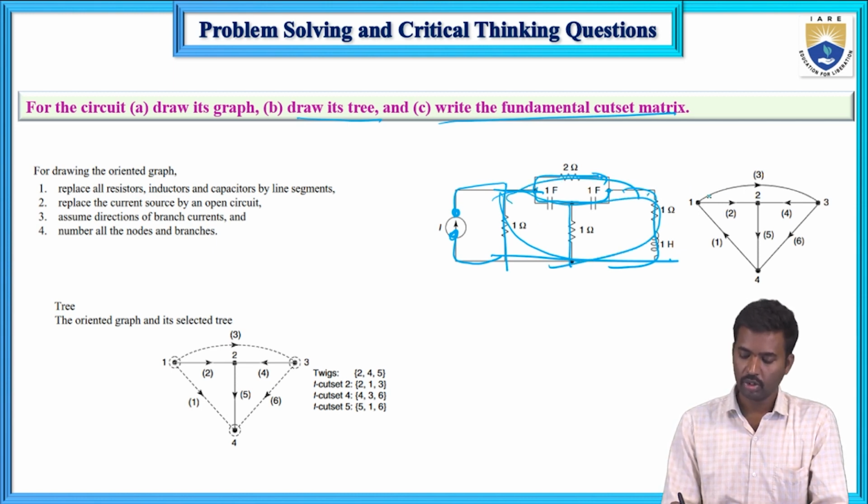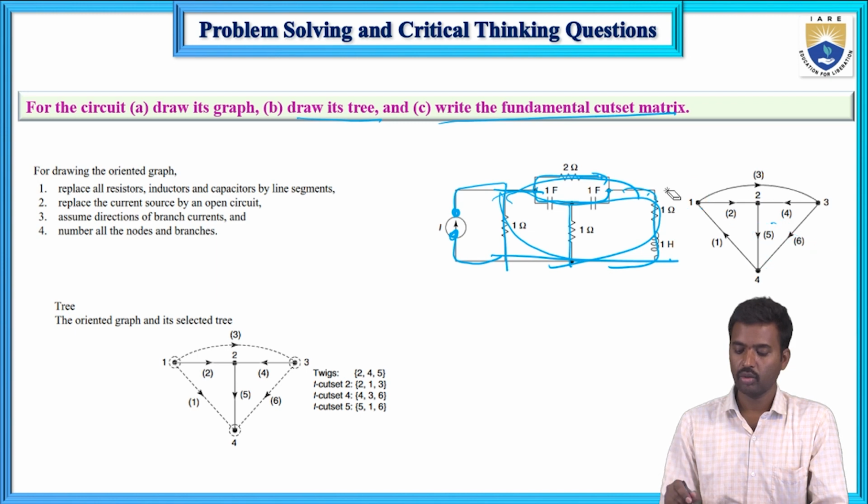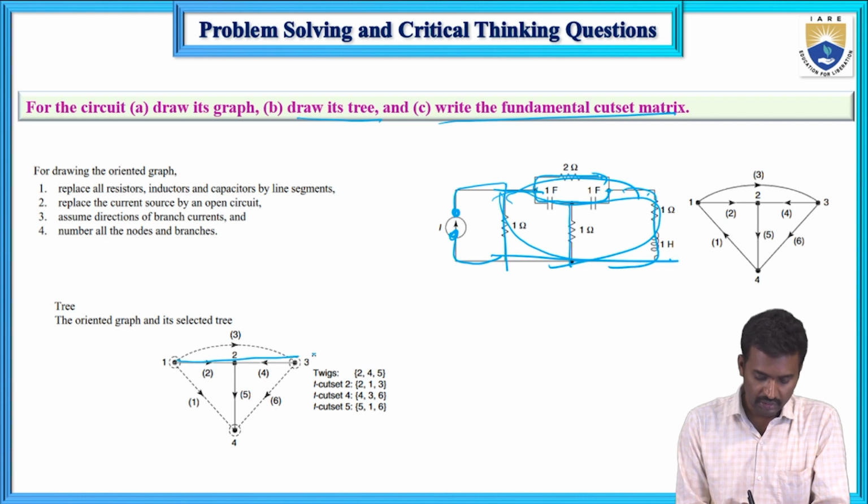Now the possible number of nodes: 1, 2, 3, 4, and branches 1, 2, 3, 4, 5 and 6. So these are the branches and nodes. Total number of branches is 6 and total number of nodes is 4. So now the cut sets. First select one tree. The selected tree is 2, 4 and 5.